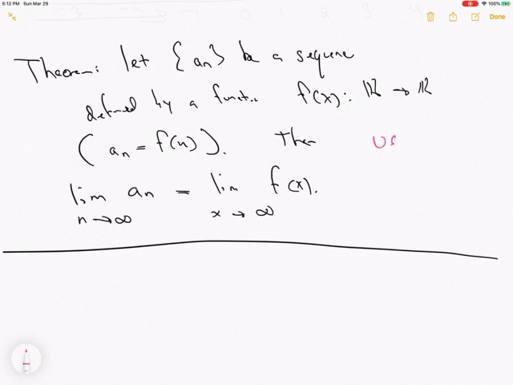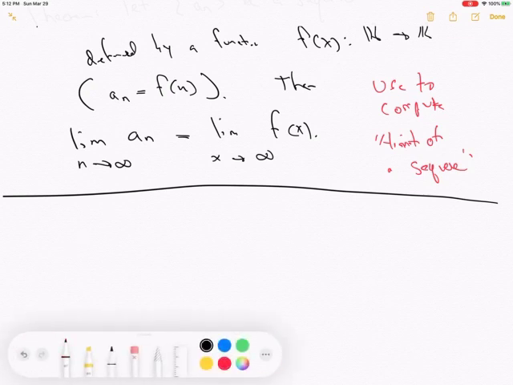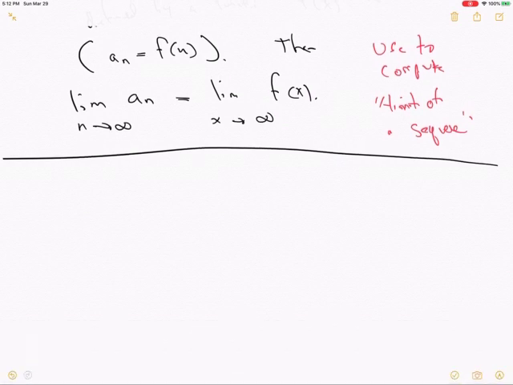So we can use this to compute what's called the limit of a sequence. And of course, we all know what a limit of a sequence is. There's a precise definition, which you know from Calc 1.